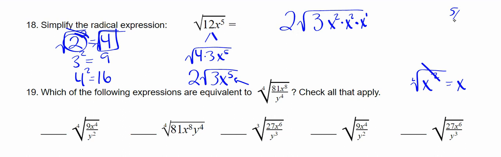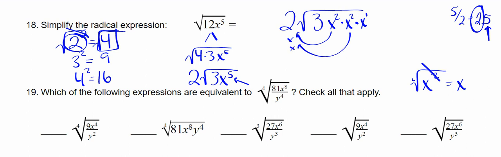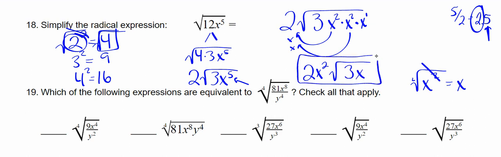Another way to think about that, 5 divided by 2 is 2.5, which means we can take out 2 x's and leave 1 behind. So either way you look at it, this comes out as an x, and this comes out as an x. So we have 2x squared times the square root of 3x. And that's your final simplified answer.